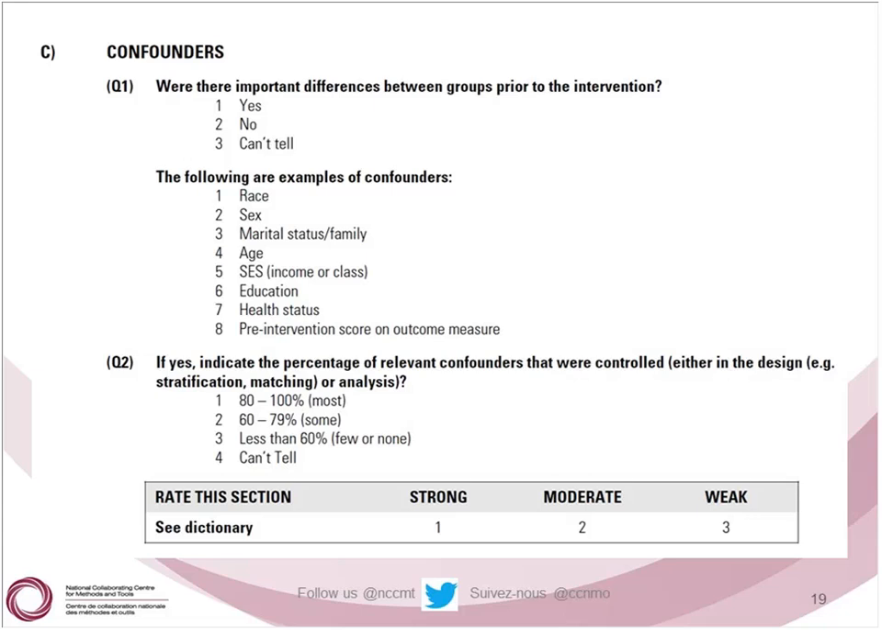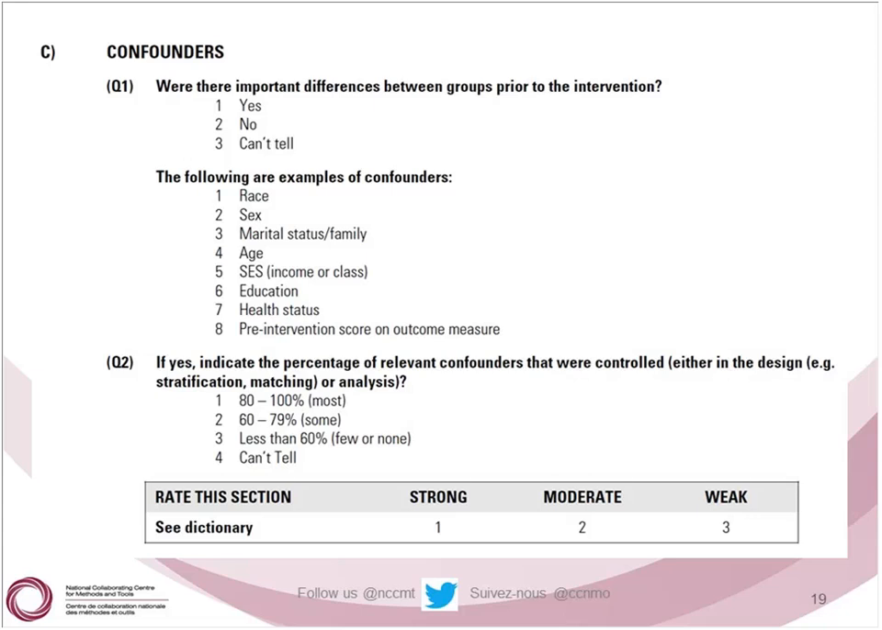So here, in much of the public health literature, race, sex, marital status, age, socioeconomic status, education, health status, pre-intervention score on an outcome measure, these are all items that in most public health studies would be important confounders to be addressed and measured. Of course, in particular topic areas, there may be other very specific measures that you would also want them to have assessed pre and then again post.